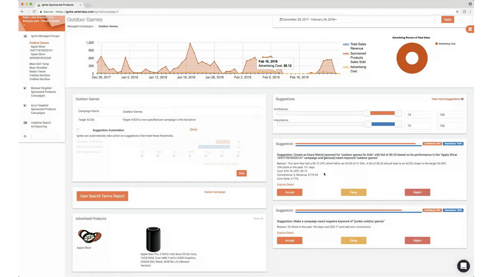And at any time, if you'd like to, when you're looking at a suggestion, there is going to be this explore detail button right here.